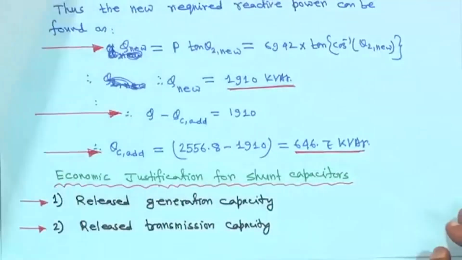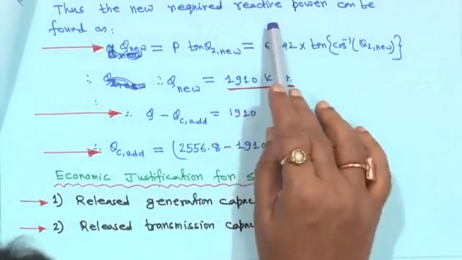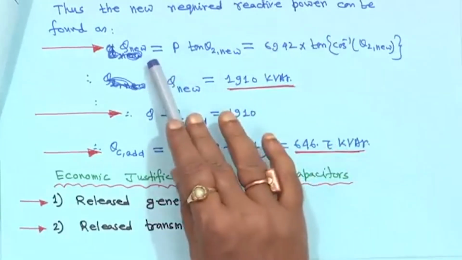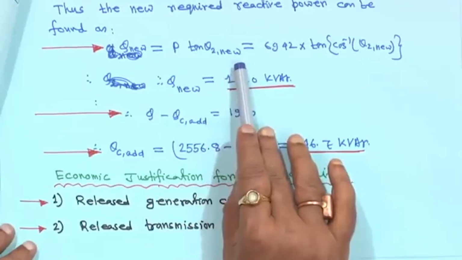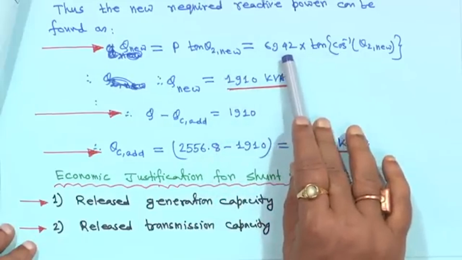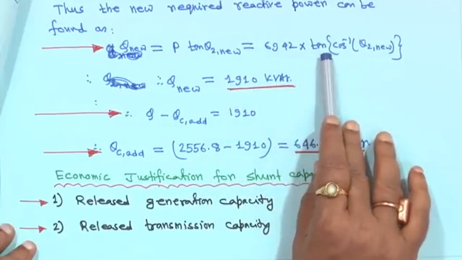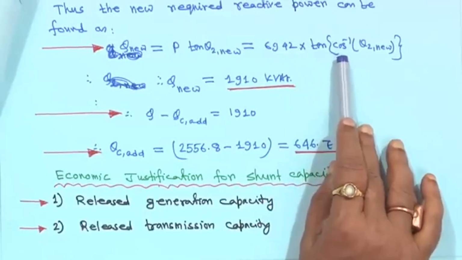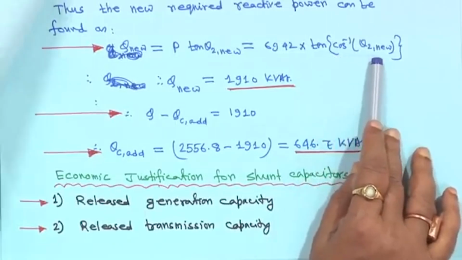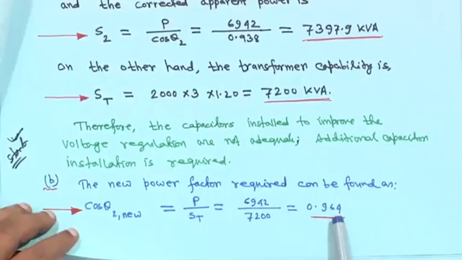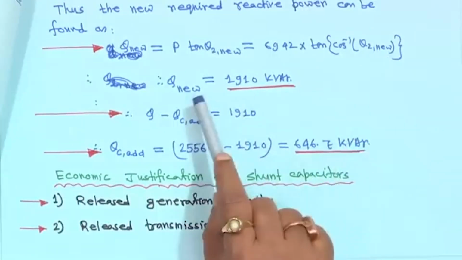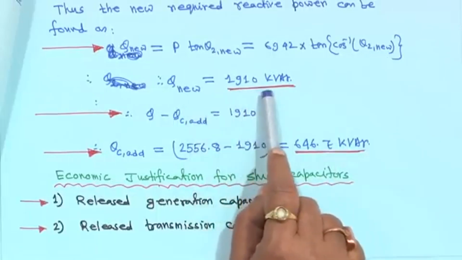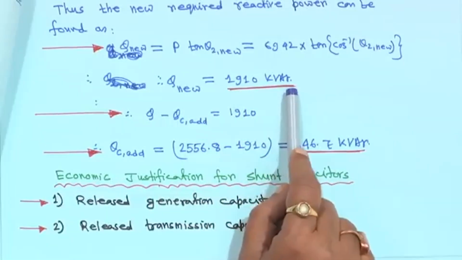So, new power factor. Now, thus the new required reactive power can be found as Q new, is equal to P tan theta 2 new. So, P is 6942 into tan of cos inverse theta 2 new, right. That means, cos theta 2 new you have got is 0.964. So, theta 2 new is cos inverse of that, you put these values here, right, you will get Q new is equal to 1910 kilovar, right.